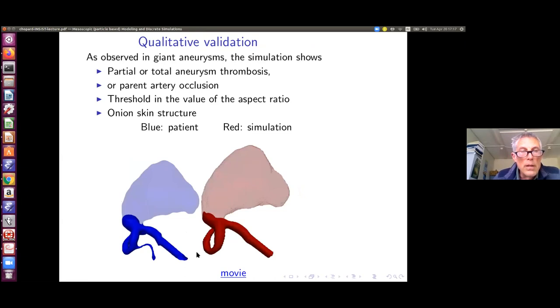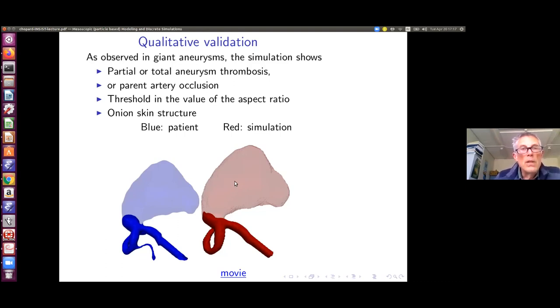So for a given patient, who has what we call a giant aneurysm, where a spontaneous thrombosis happened, that's what the clinical data gives. All this light blue is the clotted area. And that's what the simulation produces also. So you see, it's very similar.